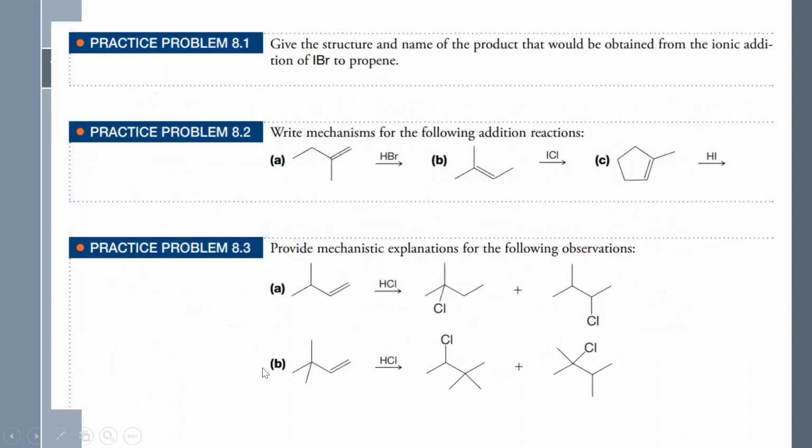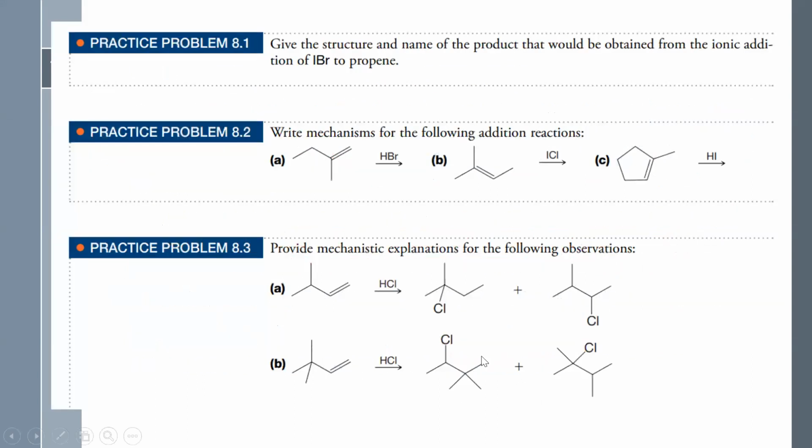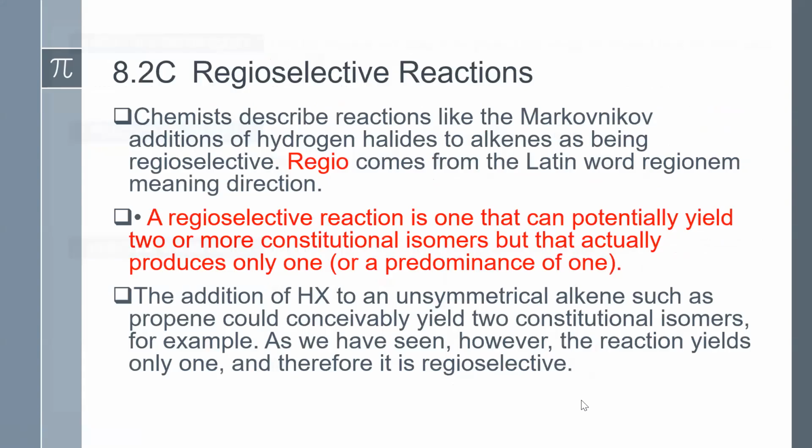For example, let's say this one: when we add the alkene to this hydrogen halide, there are actually 2 possible constitutional isomers that can be obtained, but we will prefer one over the other. If we know which one will be preferred over the other, which one will be more prominent than the other, then we call that a regioselective reaction.